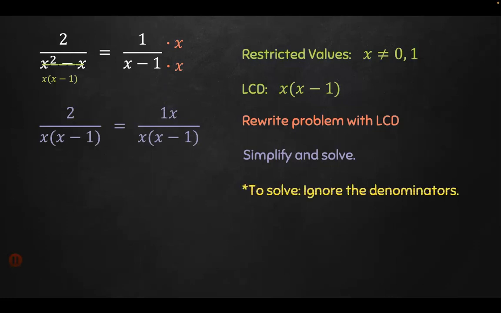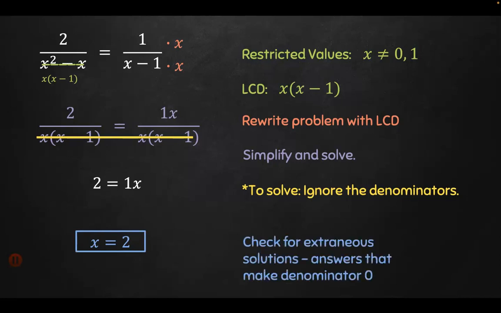When I solve, again, I'm going to ignore my denominator, so I get 2 is equal to 1x, so x is equal to 2. My restricted values were 0 and 1, so when I check for extraneous solutions, I'm actually good. I don't have to worry about anything. So that's solving using a common denominator like we did in the last few examples.